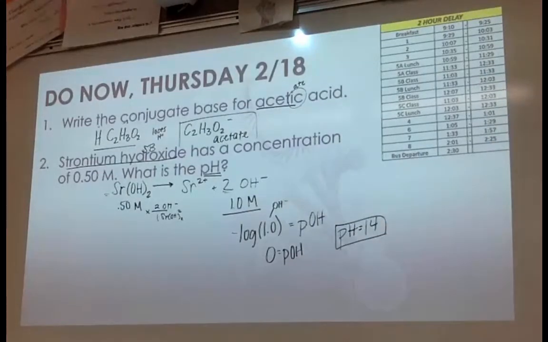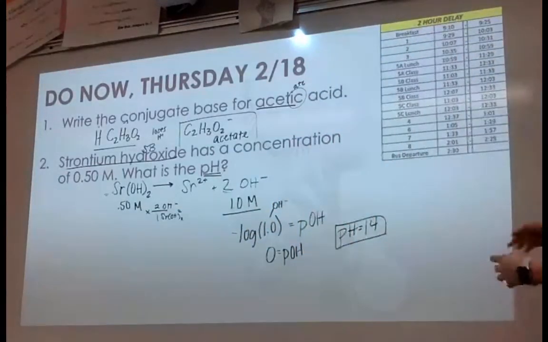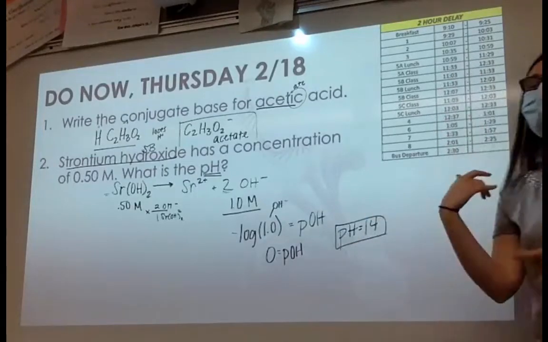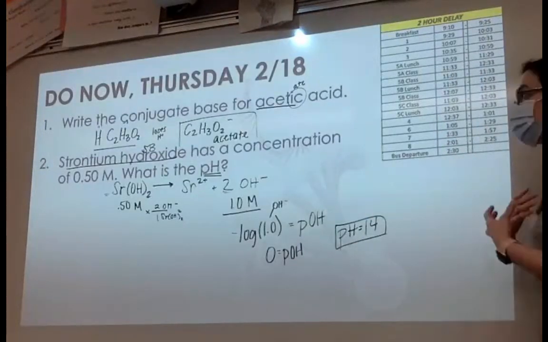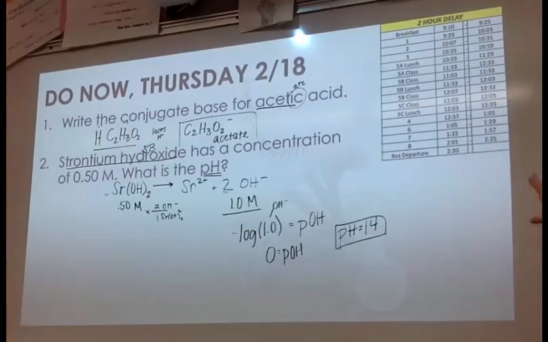So this is just reviewing things that we've looked at with conjugate acids and bases, and then strong bases and looking at pH. Because we're going to be using a lot of the stuff that we were doing in the last chapter in this chapter as well. Any questions on the do now before we go to the common ion examples?